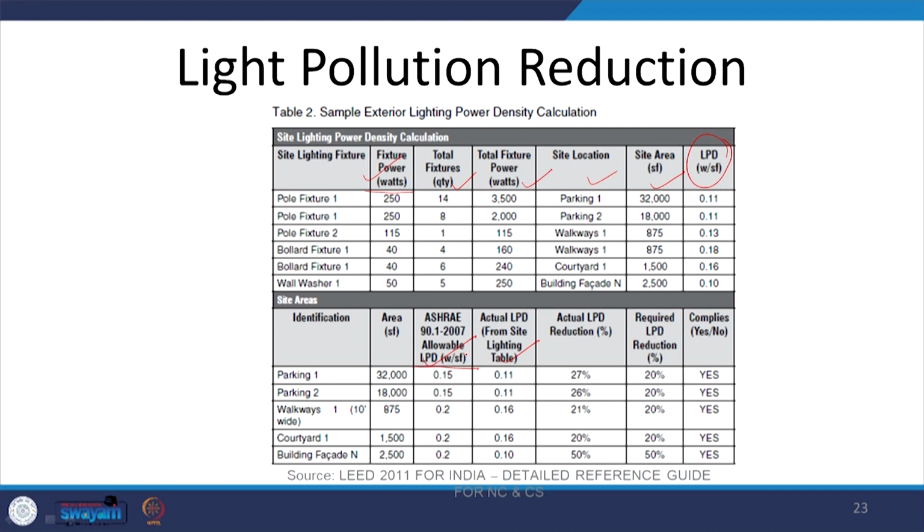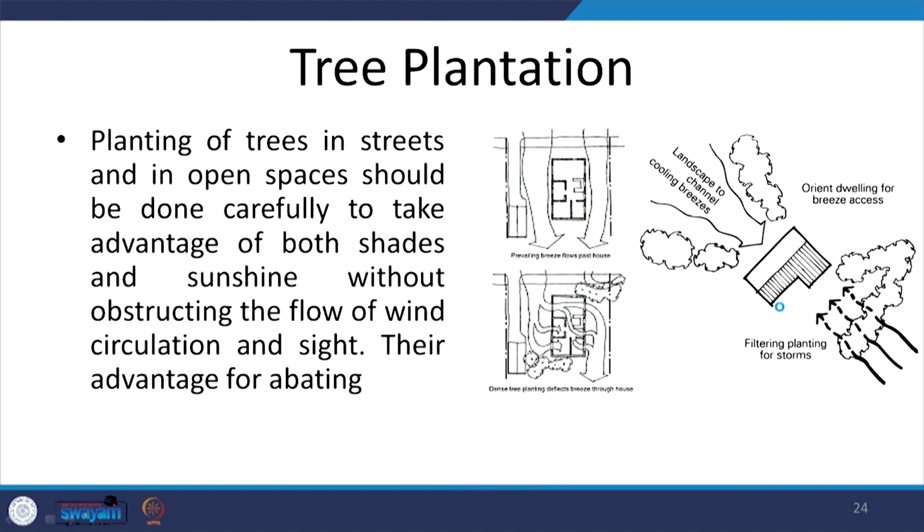as per the compliance approach, it has to be reduced by a certain percentage, and hence we see here that it has been reduced by around 27% while the required was 20%. So, it complies. The intent is to reduce the lighting power density for exterior lighting, and for interior lighting, cut off the glare and any light spill.